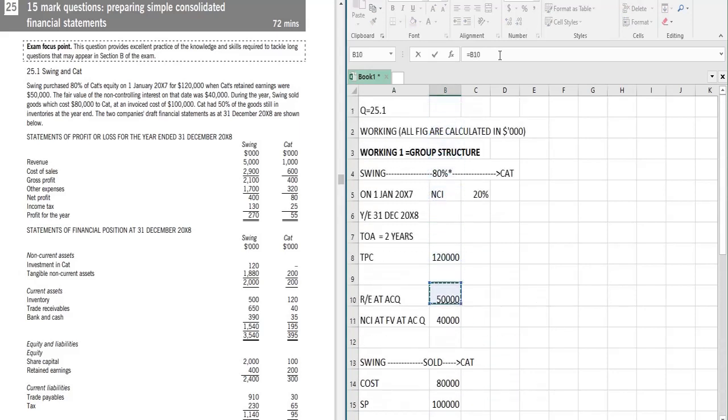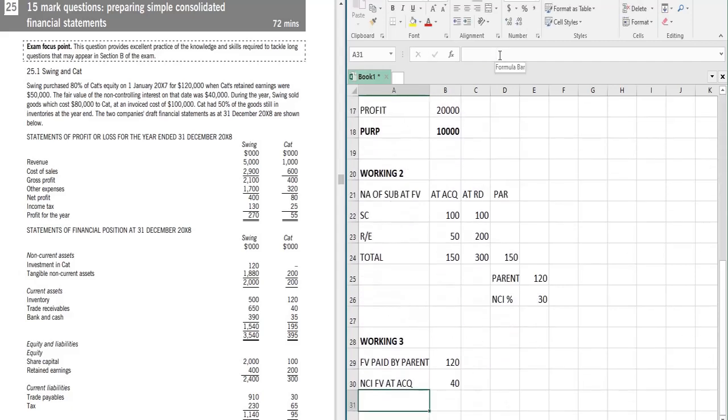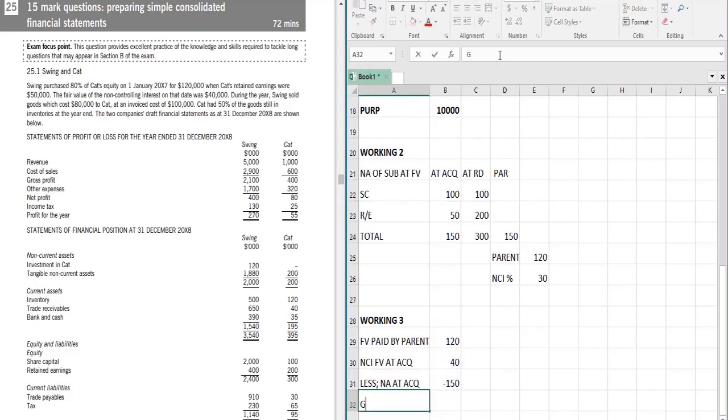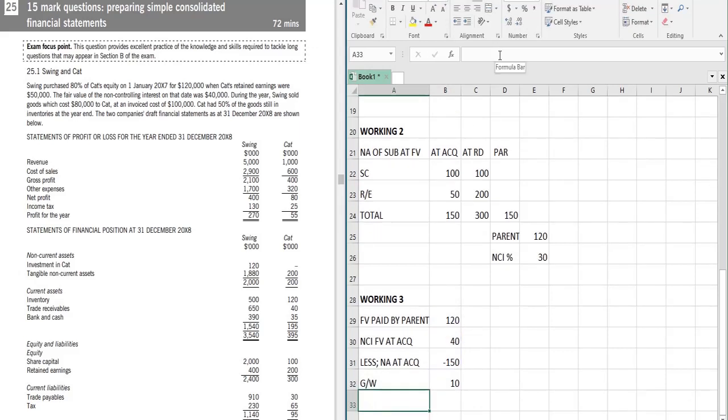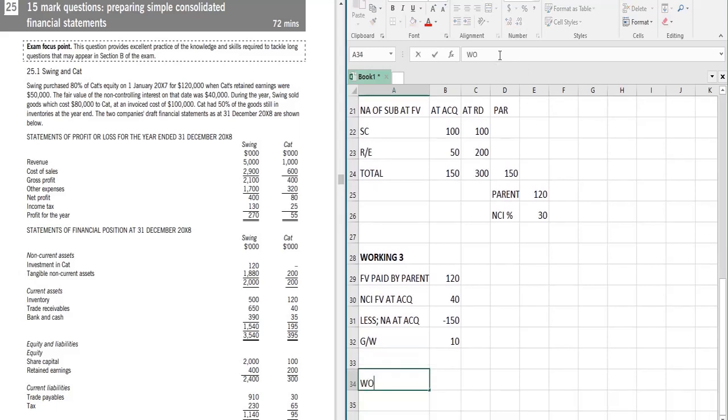So NCI FV at acquisition is 40,000. So we will take again a 30 common, 40. So we will deduct net asset at acquisition, which we calculated above in working 2. So now goodwill is 10. Okay. So now let's move to the working 4.